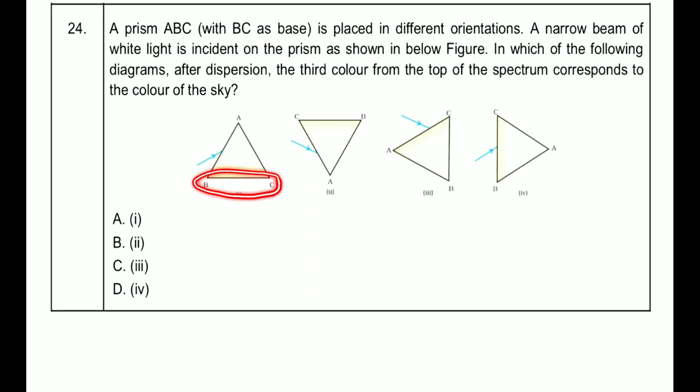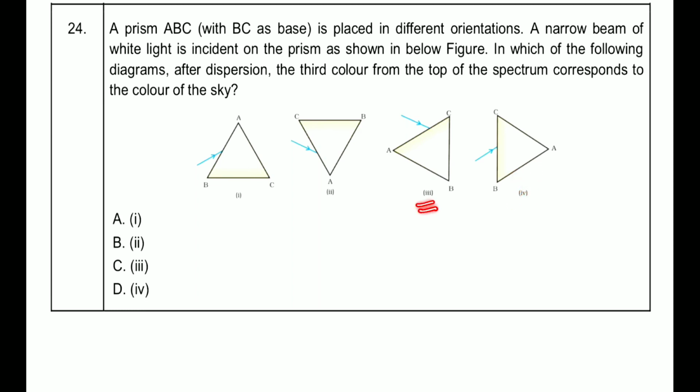So if BC is the base, then BC will not be the refracting side. The refracting sides will be AB and AC, right? So here also the refracting side will not be BC. Here also the refracting side will not be BC. Here you can see the ray is actually passing through BC. So basically this option automatically cancels out, right?